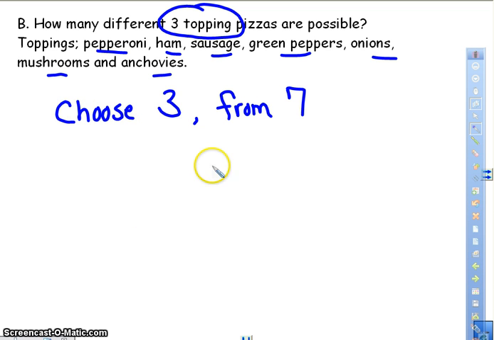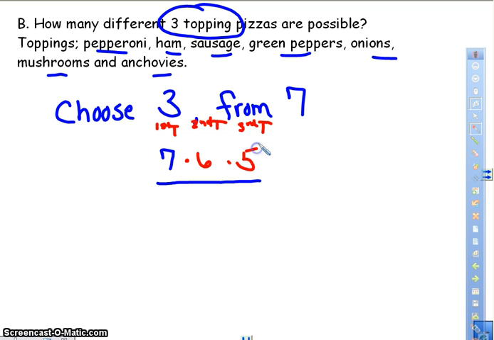Okay, so I'm going to do the permutation of the situation first. So if order wasn't important, I would have 7 to choose from the first topping. So this is my first topping. I would have 6 to choose from the second topping, and 5 to choose from the third topping. This is assuming that you are not getting triple cheese. There's no such thing as that. That each topping is only used once on the pizza.